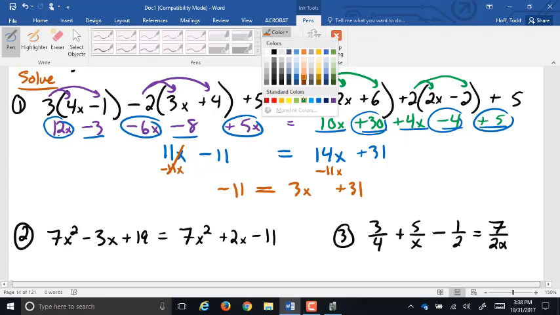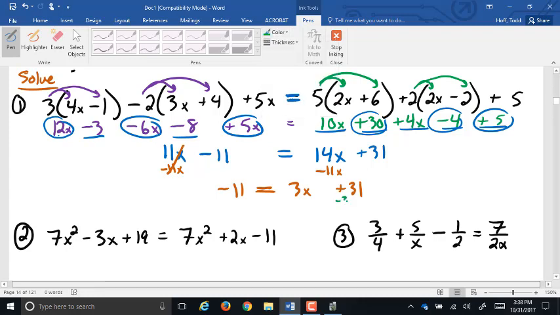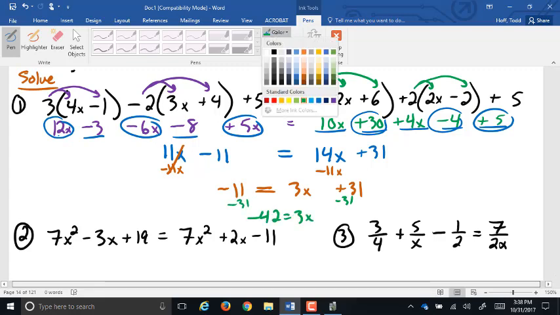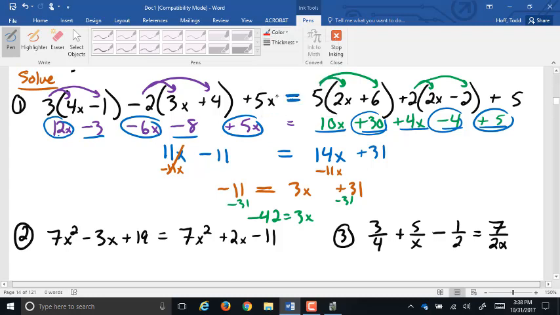Solve this. What's our next step? Subtract 31. Negative 42 equals 3x, and then divide by 3. Negative 42 divided by 3 is a negative 14. X equals negative 14. Any questions?